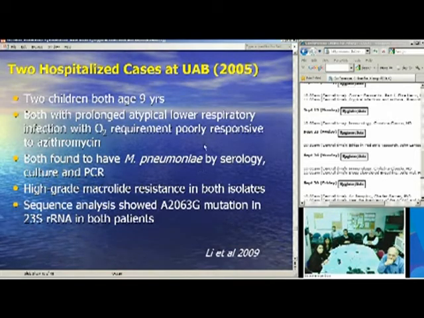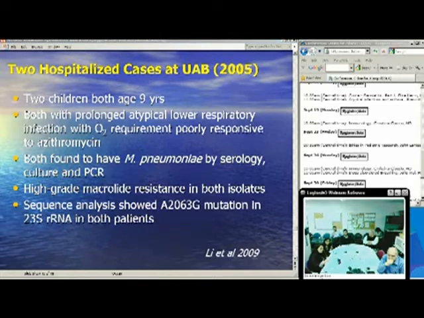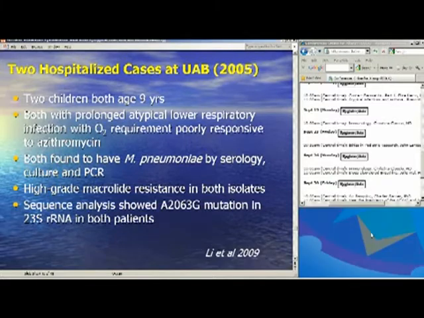We published a paper recently showing 2 patients. Only one of these had some wheezing in the past, so these are not really asthmatics, but they were 2 children who were hospitalized with pretty severe lower respiratory infection. They were poorly responsive to azithromycin and then were subsequently found to have antibiotic-resistant M. pneumoniae, which had the same mutation. So it is occurring, and we're expecting that this rate is going to increase.